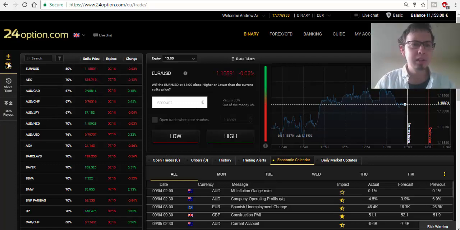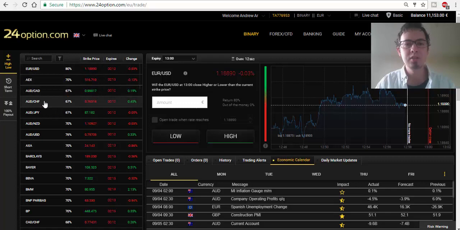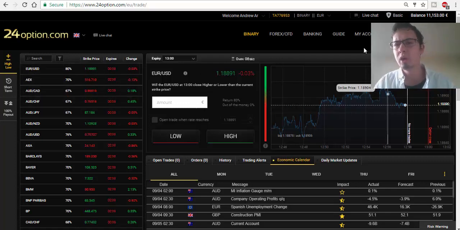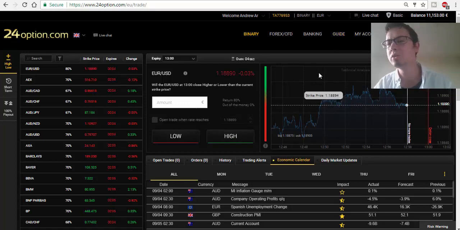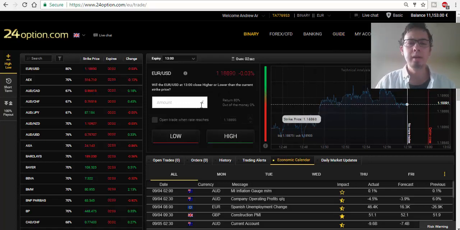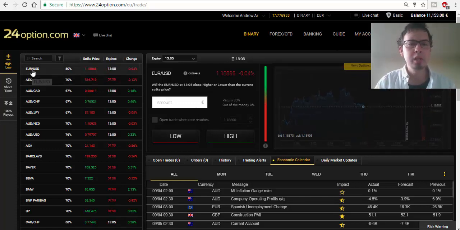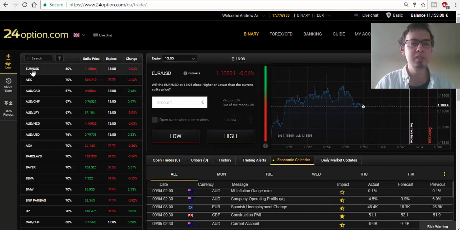Okay, let's do something. Let's place some trades and analyze them. So, what do we have open here? This is one of my 24 option accounts. I have multiple 24 option accounts, and this is one of my small accounts. It's 11,000. So let's open the first asset, simple as it is, guys.